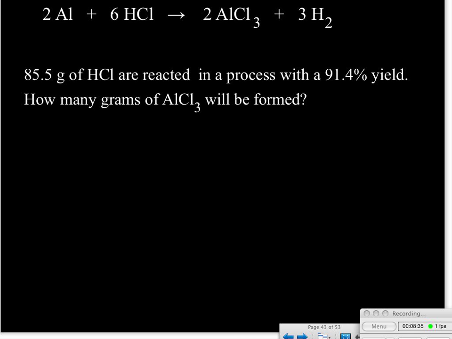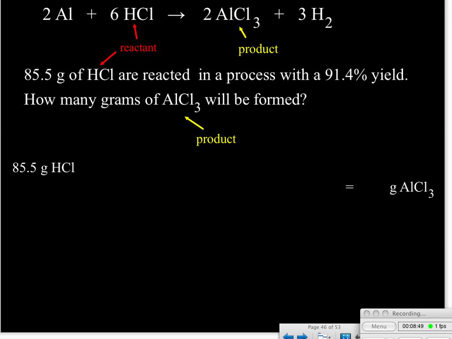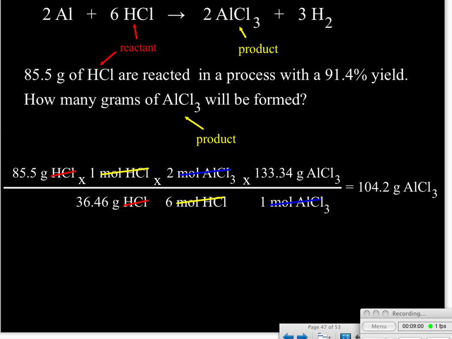We were given 85.5 grams of hydrochloric acid. Well, we look and say, yep, that's over there on the left-hand side. That's our reactant. It's asking for information about aluminum chloride. That's a product. So what we need to do is we've got to take that 85.5 grams of HCl and figure out, according to the theory, how many grams of aluminum chloride are we supposed to get? So again, we do that three-step problem. We find out, in this case, we're supposed to get 104.2 grams of aluminum chloride, but according to the problem, this process only yields 91.4% of what you're supposed to get.